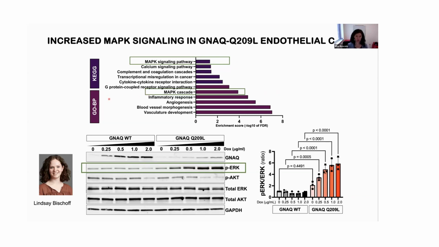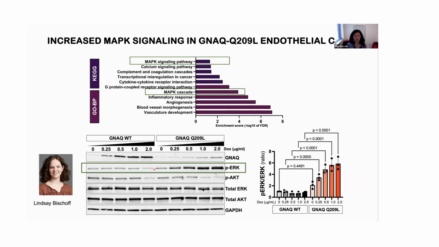of the mutant GNAQ. And so what we wanted to do was to confirm that this was really dependent on the mutation and how much is expressed. And Lindsay Bishop, a very talented grad student in the lab, helped with these experiments where we took the wild type expressing endothelial cells and the mutant GNAQ expressing cells, and we administered increasing doses of doxycycline. You can see that the expression of GNAQ is dependent on the dose of doxycycline that we administer.